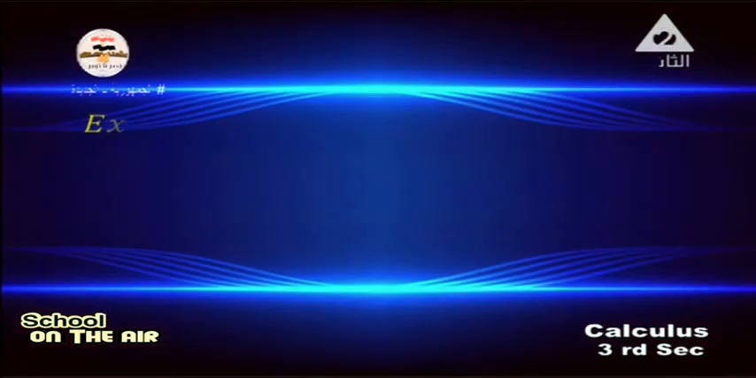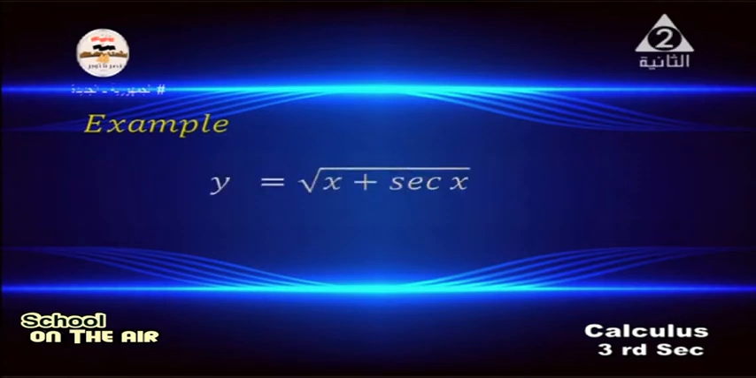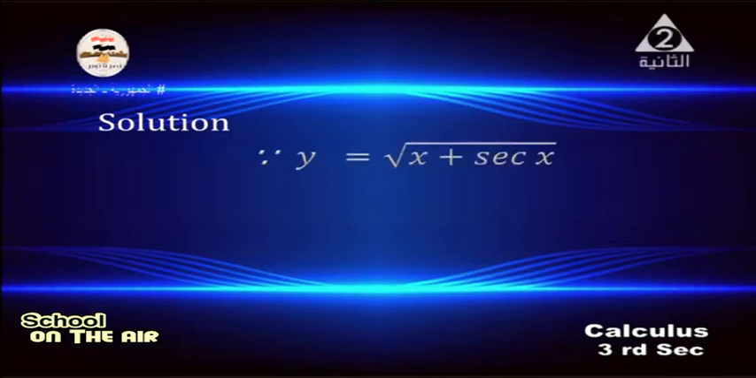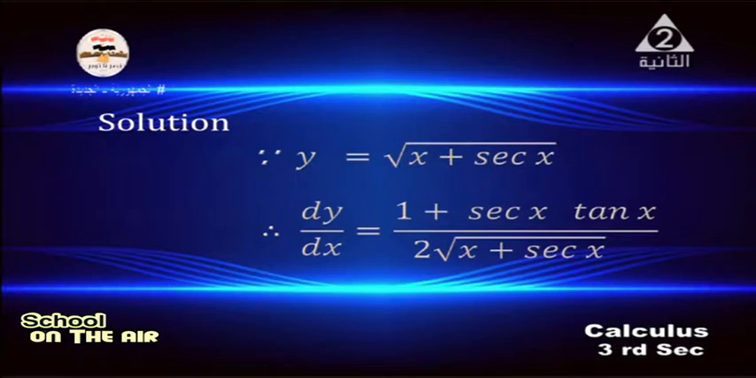Another example. If y equals square root of x plus sec x, find dy dx. Now we have a square root. y equals square root of x plus sec x. Then the first derivative dy dx equals 1 over 2 square root, times the derivative of x plus sec x, where sec x tan x is the derivative of sec x.